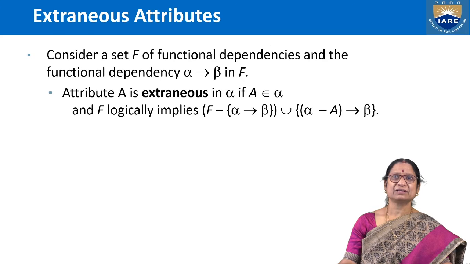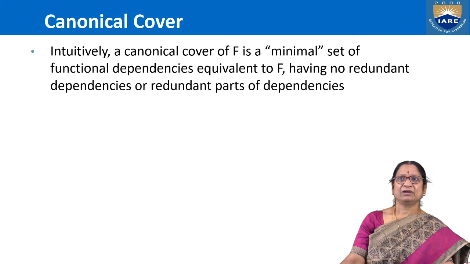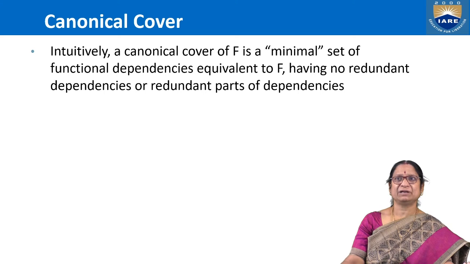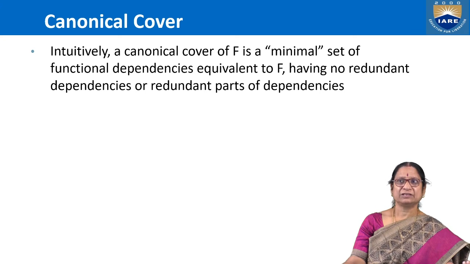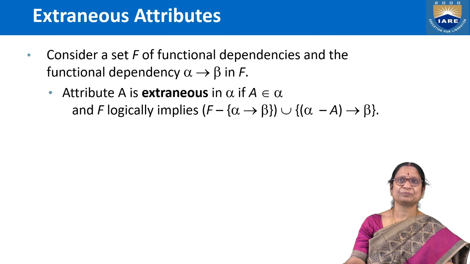So this canonical cover Fc is a minimal set of the functional dependencies equivalent to F. There should not be any redundant dependencies or redundant parts of the dependencies. That is known as a canonical cover. If we have a canonical cover, then the dependencies in a particular relation schema can be properly distributed among the subrelations when the decomposition takes place during the normalization process.